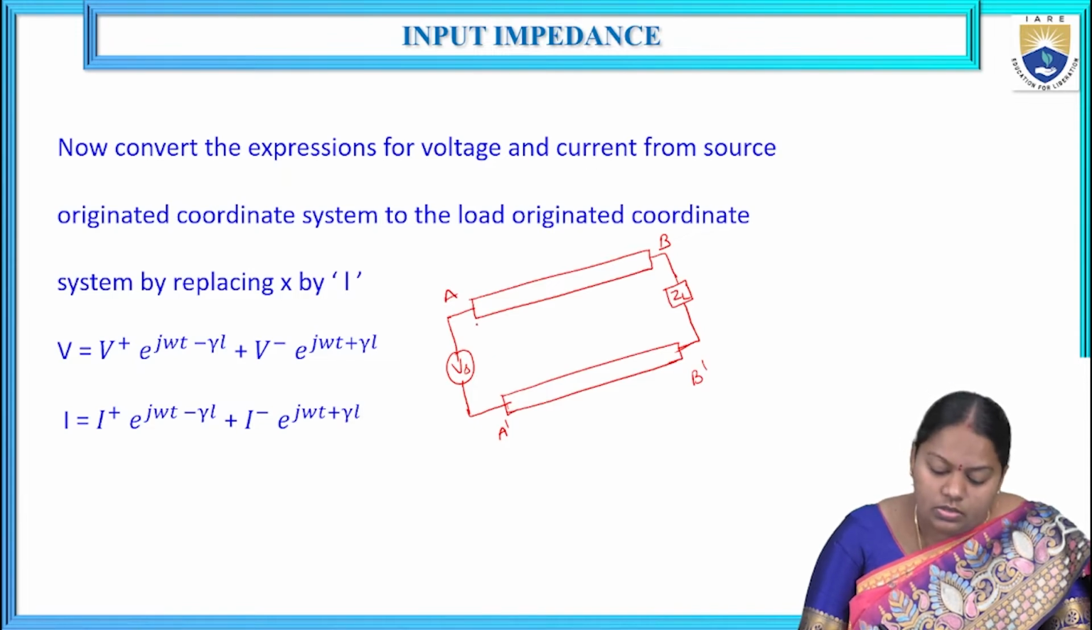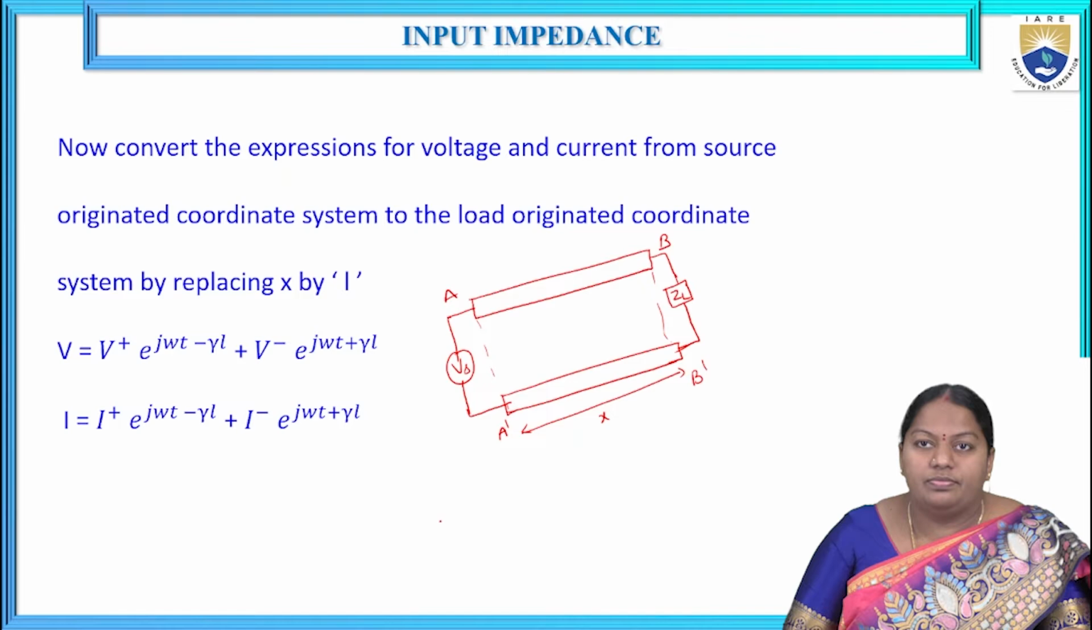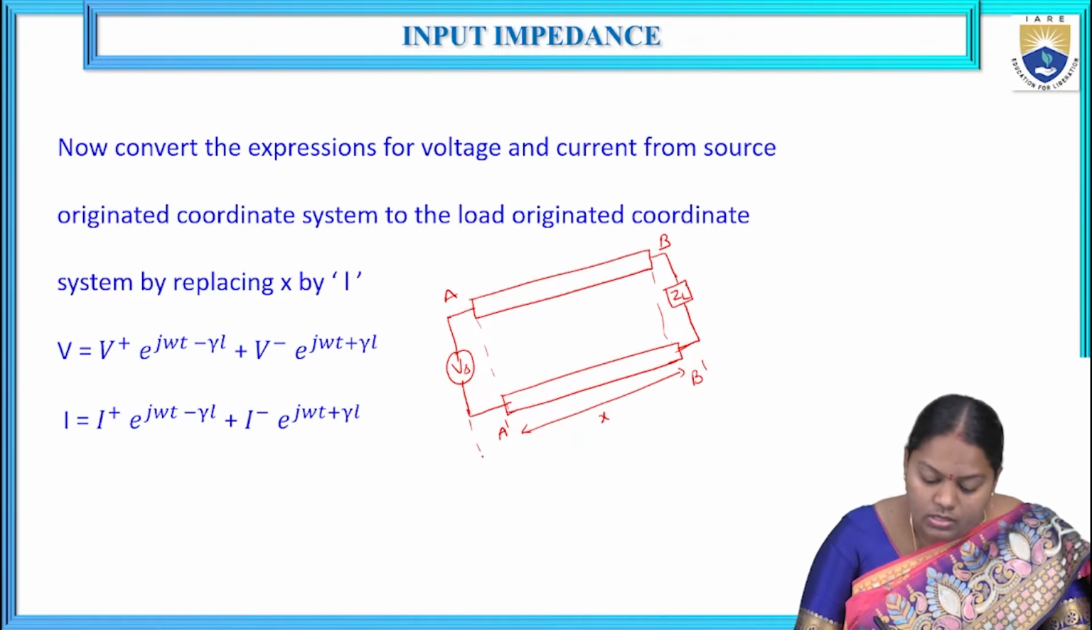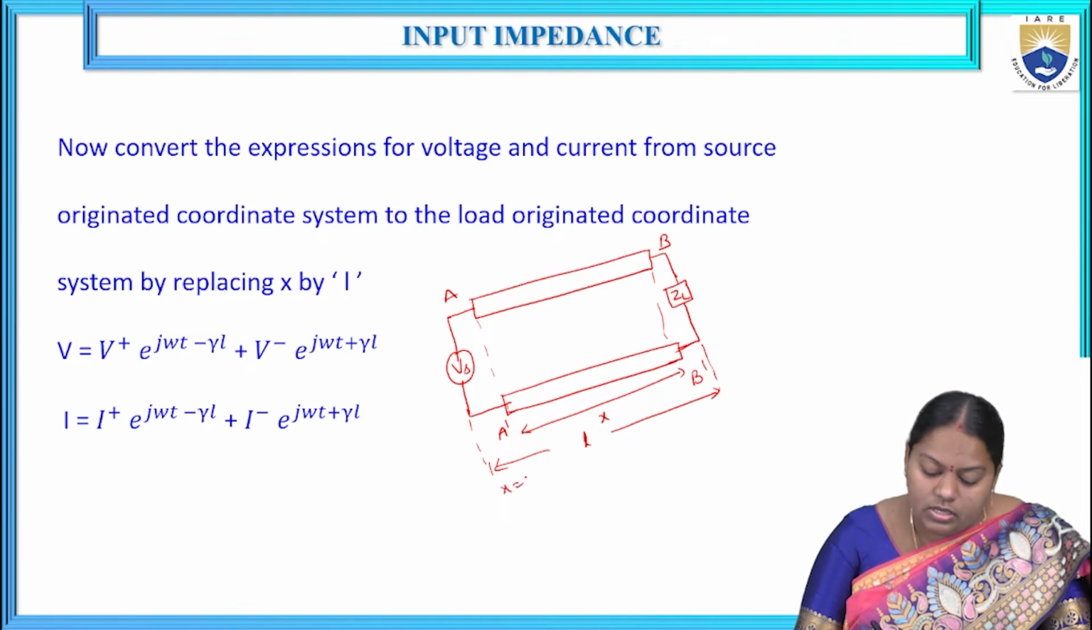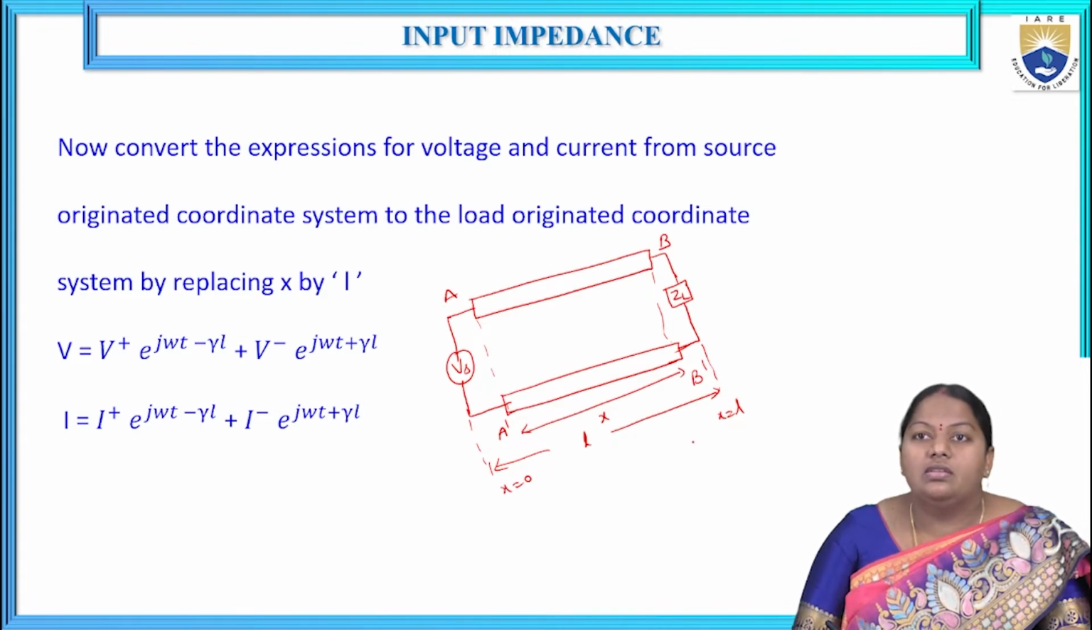The length between A dash and B dash is given by the notation x, and from the load to the source, the length of the transmission line is represented with L, where x is equal to 0 and x is equal to L. So this is the source originated system, and here it will be the load originated system.